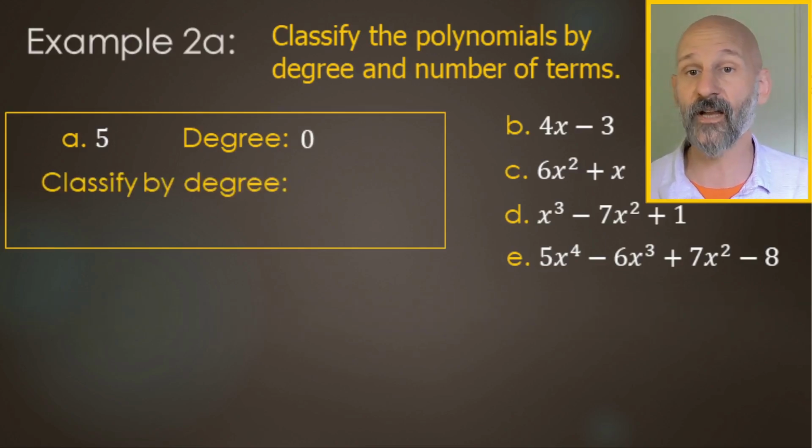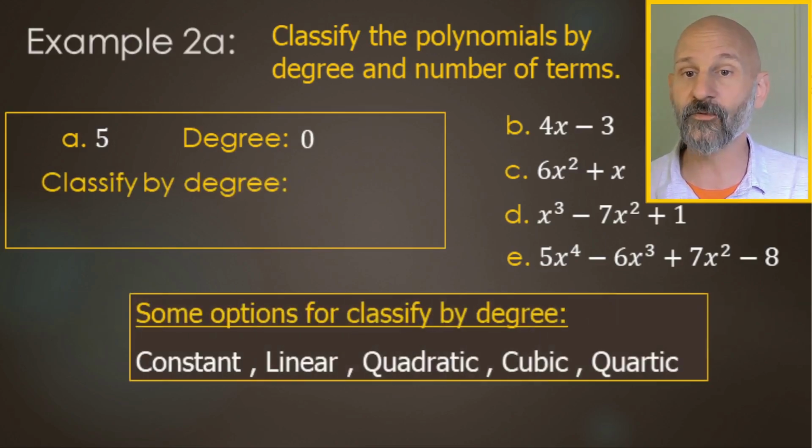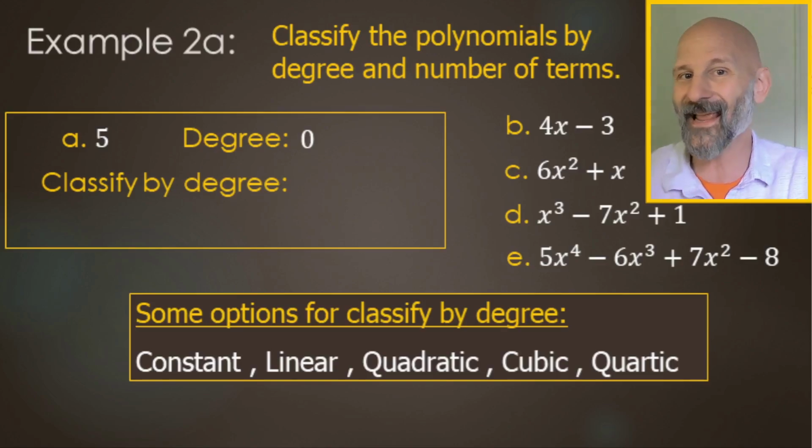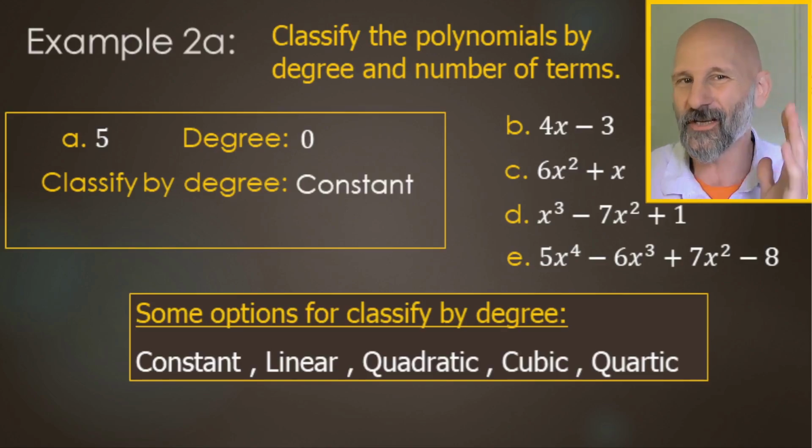Okay, next up, classify by degree. So with these ones here, you have some options. We haven't gone through these in this video yet. As we go, we'll be discussing them, all right? So options for classifying by degree: constant, linear, quadratic, cubic, quartic. In this case here, it is a constant term. If it's just a regular number, that is called a constant, okay?